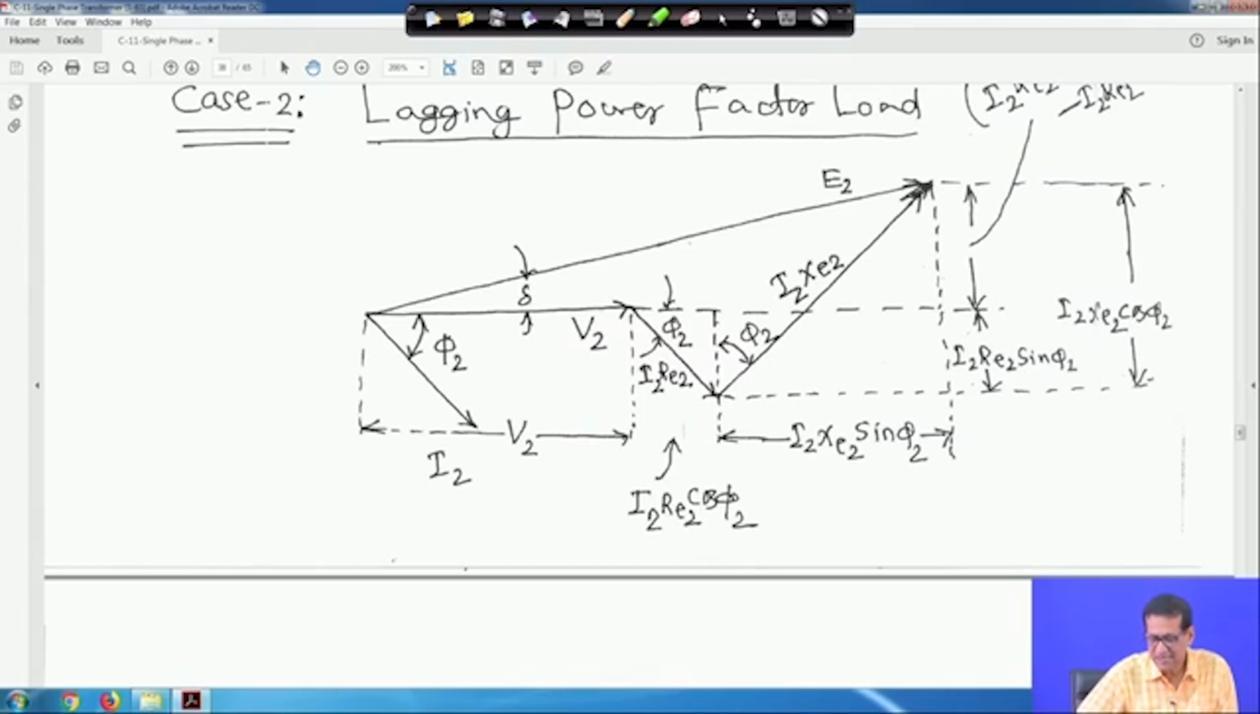Therefore, this portion is I2 Re2 cos phi 2, and from here to here it is I2 Xe2 sin phi 2. On this whole vertical line the angle is phi 2, so it will be I2 Xe2 cos phi 2, and this vertical portion is I2 Re2 sin phi 2. This is simple geometry, not much to explain, because we have already seen single phase AC circuits and phasor diagrams.